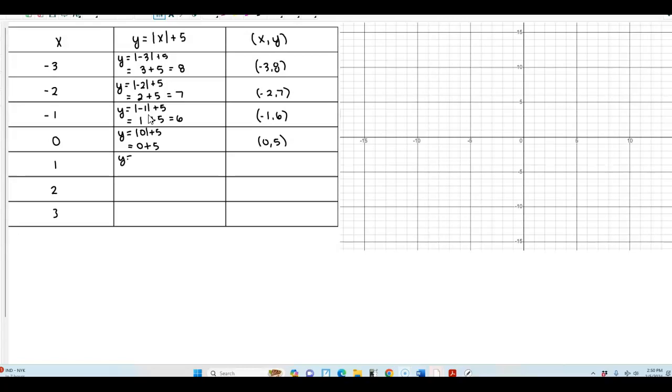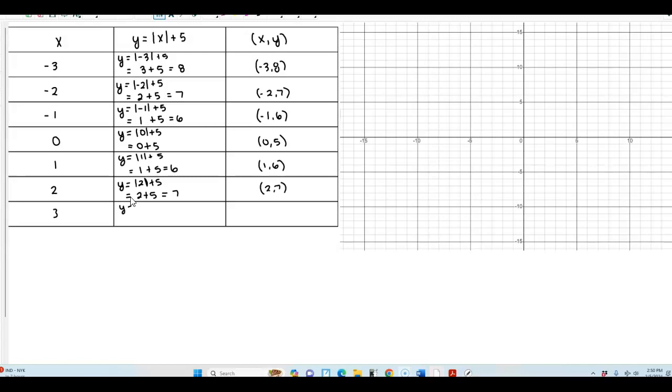Next one we're going to plug in the value of 1. The absolute value of 1 is +1. Plus 5 is going to give us 6. So therefore we have 1, 6. Next one we have y, which is equal to the absolute value of 2 plus 5. The absolute value of 2 is 2. And then plus 5 is going to give us 7. So we have 2, 7.